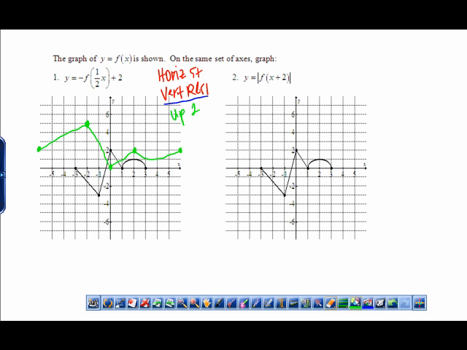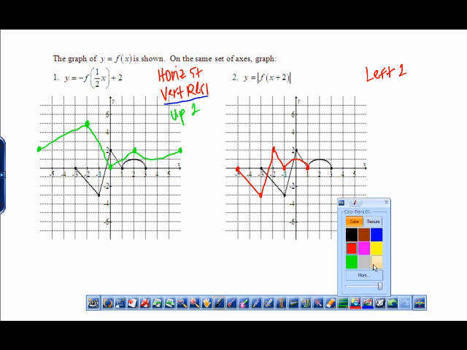Okay, let's go ahead and do the next problem. Working our way inside out, I first see that there's a left 2. So let's move everything to the left 2. Notice that this is the same strange function. It's just a piecewise function. We're not really caring so much what the equation is. We can completely work with this without even knowing the equation. That's the nice thing about graphs and transformation. Okay, so that's the left 2.